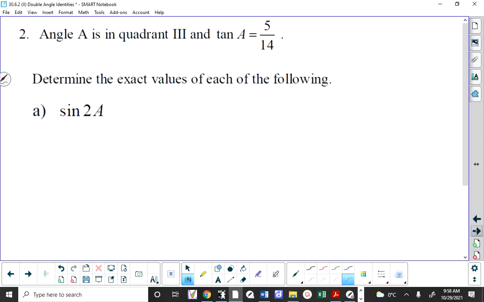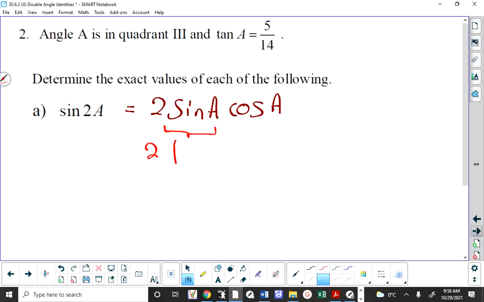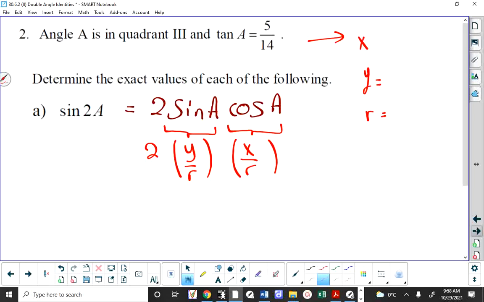The reason you need to know X, Y, and R is sine of 2A is 2 sine A cos A. So we're going to have 2 times Y over R times X over R. We just need to go back to unit 3, the previous unit, and use our skills to determine what X, Y, and R are equal to.